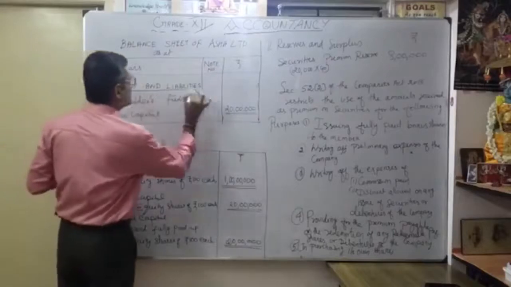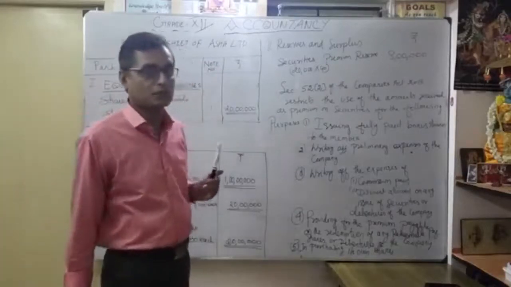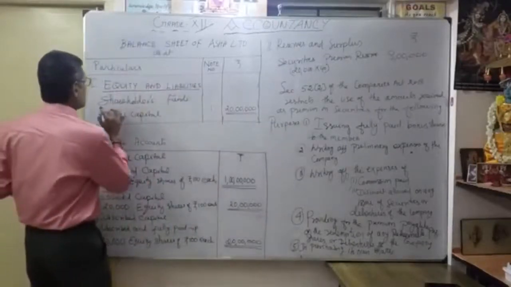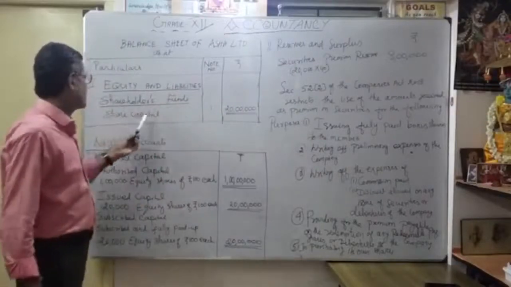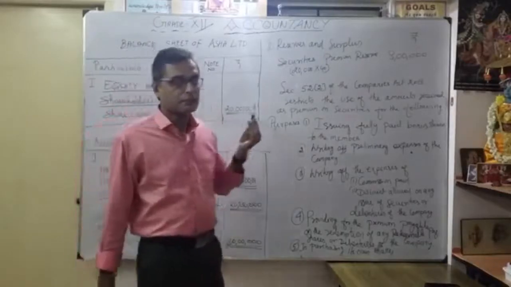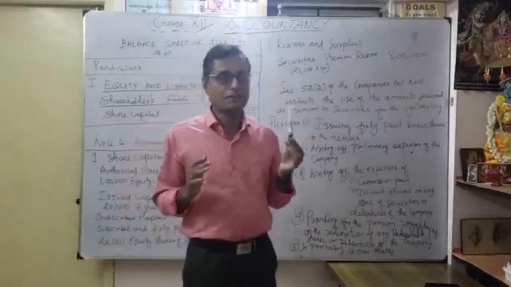Equity and liabilities, the financial statement according to the Companies Act 2013. Under equity and liabilities, you know, shareholders' funds. Under the shareholders' funds, you have to write share capital. How much? 20 lakhs, correct, 20,000 equity shares. So in total, you only have to write the face value, 100 rupees. Correct, that is the face value.